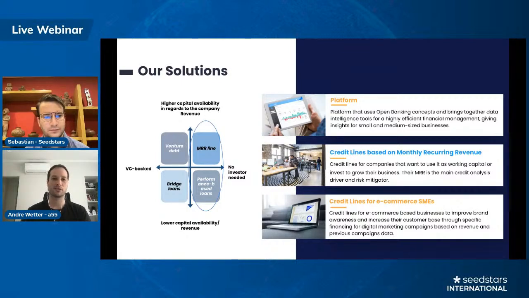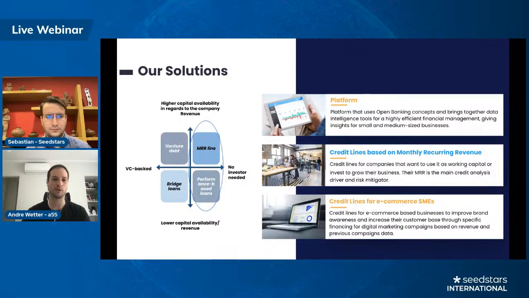So when compared to, for example, venture debt, we are focused on solutions which don't really need an investor, but we are glad to work with venture-backable companies. And right now we offer two different kinds of business lines.